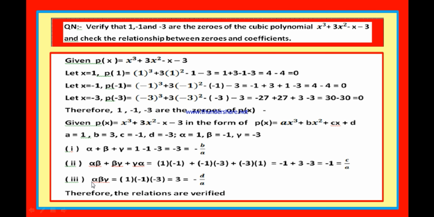And the third property, product of the 3 zeros, alpha into beta into gamma. Alpha value is plus 1 into minus 1 into gamma is minus 3. Plus into minus is minus, minus into minus is plus. 1 into 1 is 1, 1 into 3 is 3. This is equal to minus d by a. Minus d means minus of minus 3, by a is 1, which is plus 3. Therefore this is equal to minus d by a. Therefore the 3 relations are verified. This is the first relation, this is the second relation and this is the third relation. All these 3 relations are verified.